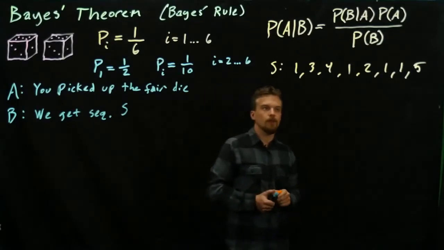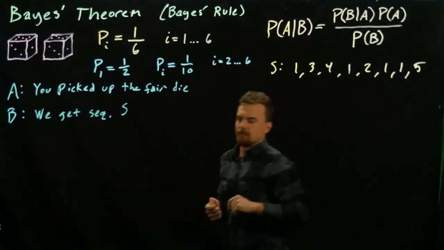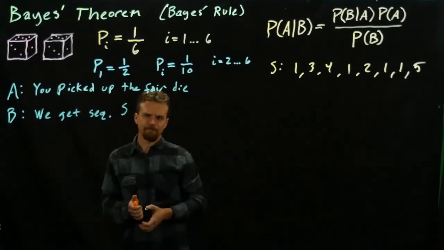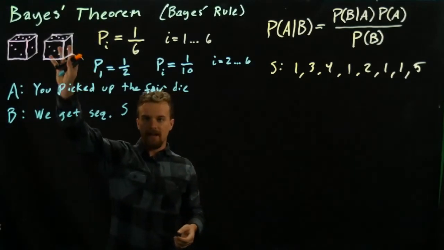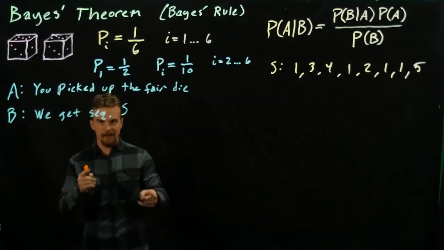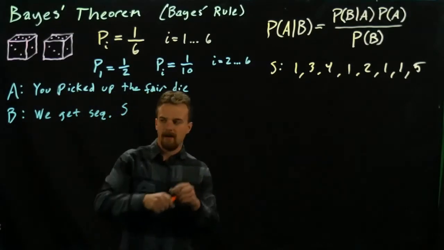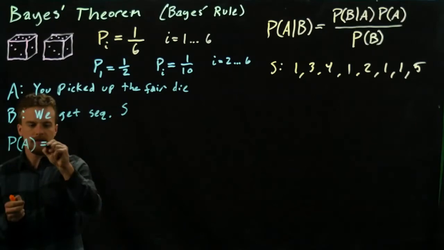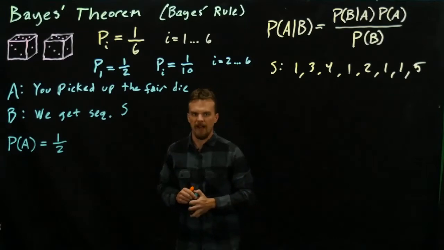Let's start with the easy ones. What's the probability of event A? Event A is you picked up the fair die. We said we pick up one of these dice at random, which means you're equally likely to pick up one or the other. So the probability of picking up the fair die, probability of A, is equal to 1/2. There's a 50% chance you picked up the fair die without knowing anything else.